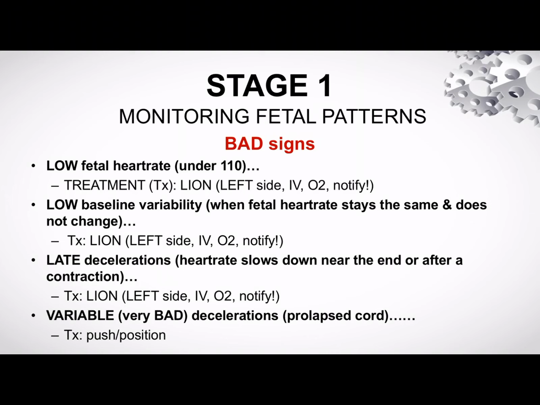Also, we have to position the mother in Trendelenburg position. This position relieves pressure from the cord. Okay, so these are the 2 emergency actions that we have to perform if we have a prolapsed cord. So these are the 4 major undesirable fetal patterns that we need to observe from our patient, and we have to take action for this.